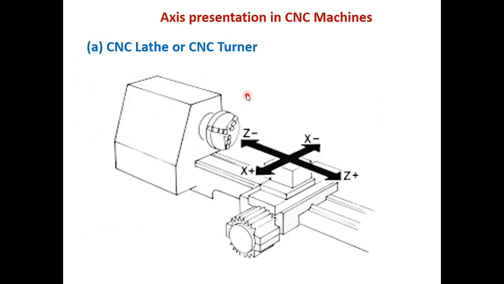Next is the axis representation in CNC. If I am using any CNC lathe or CNC turning machine, this is the axis representation. This is the jaw on which the workpiece will be mounted, and here the tool will be mounted. Any motion along the turning will be Z plus or minus. Plus is towards the right side, minus is towards the left side, and any depth of cut is given in Z minus. When I'm moving the tool this side, it is Z plus.